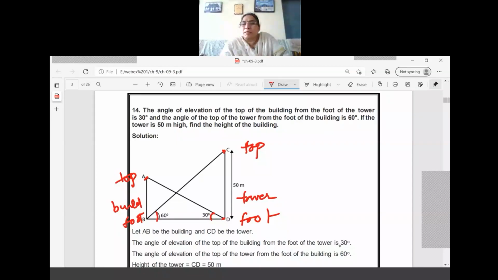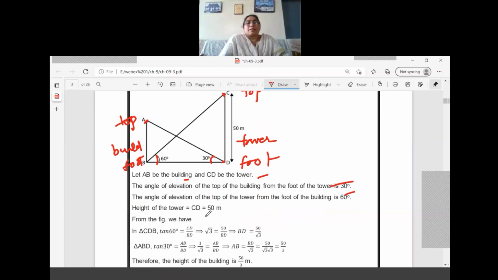The tower is 50 meters in height. Find the height of the building. Here also we have to name whatever we have drawn. CD is the tower, AB is the building, 30 and 60 are both angles of elevation only. Then CD equals 50. Now we are getting two triangles. What are the two triangles? CDB is the first triangle they have taken.